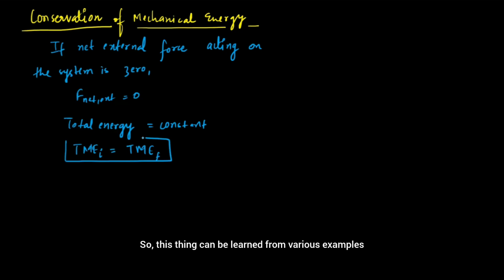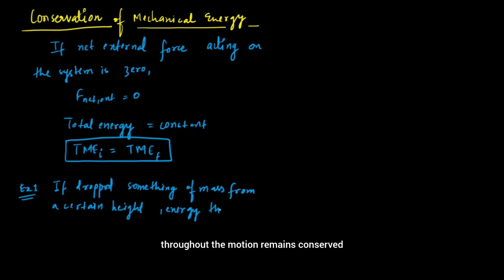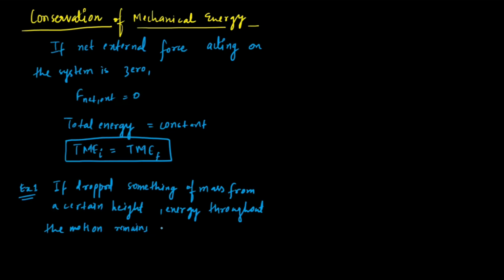So this can be learned from various examples. Example 1. If you drop something of mass from a certain height, energy throughout the motion remains conserved. And we do have a proper derivation to prove this statement.